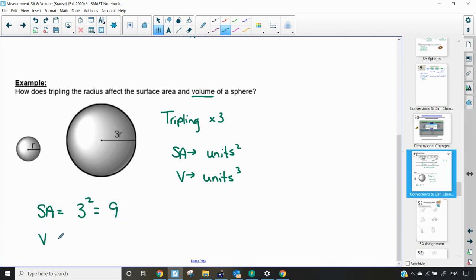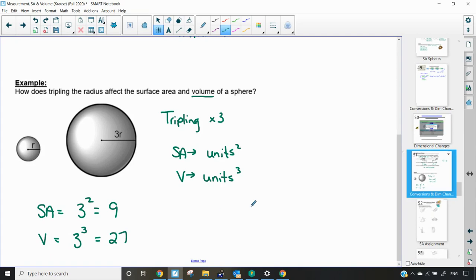Now, using what we've already seen, we can probably predict what will happen to volume. Well, with volume, we're tripling, so it's still 3, but units are cubed. So we're going to have to multiply by that conversion factor 3 times. So 3 cubed would be 27 times bigger.